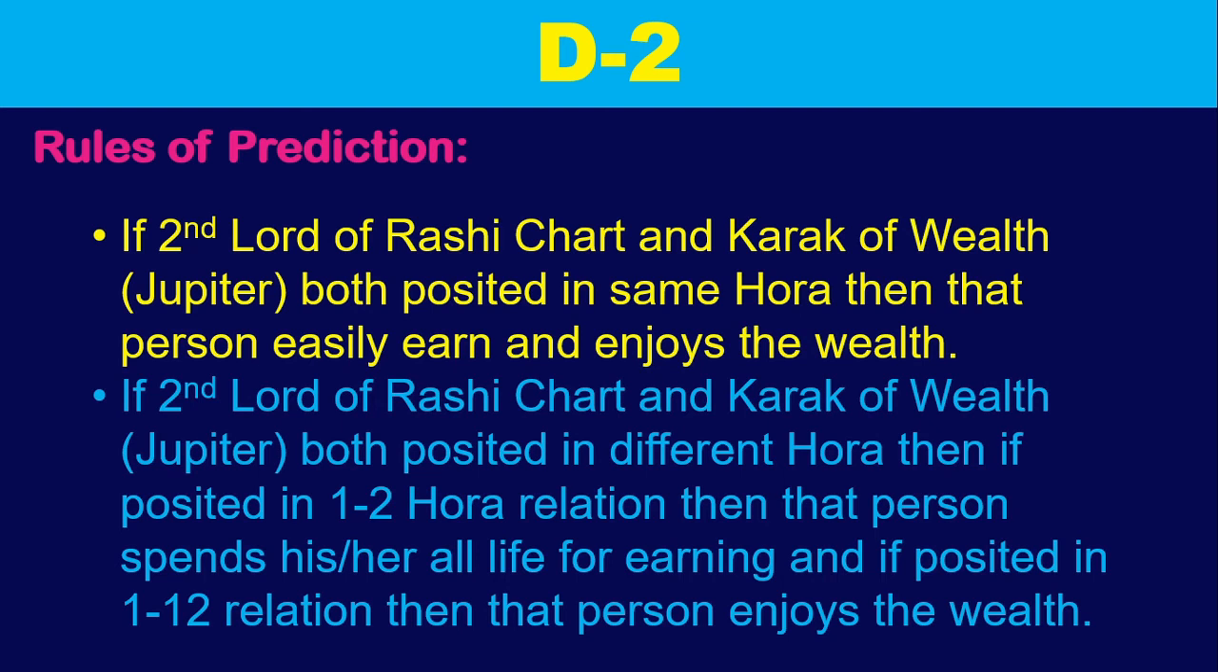If the second lord of the Rashi chart and the Karak of wealth, that is Jupiter, are both posited in the same Hora, then that person easily earns and enjoys the wealth. If they are posited in different Horas, then if posited in a 1-2 Hora relation, that person spends all his or her life earning, and if posited in a 1-12 relation, then that person enjoys the wealth.